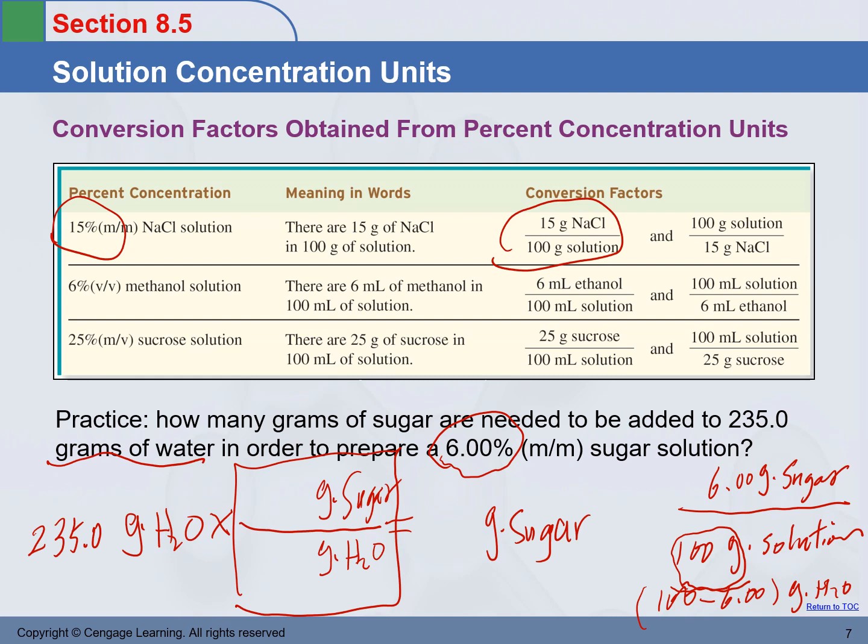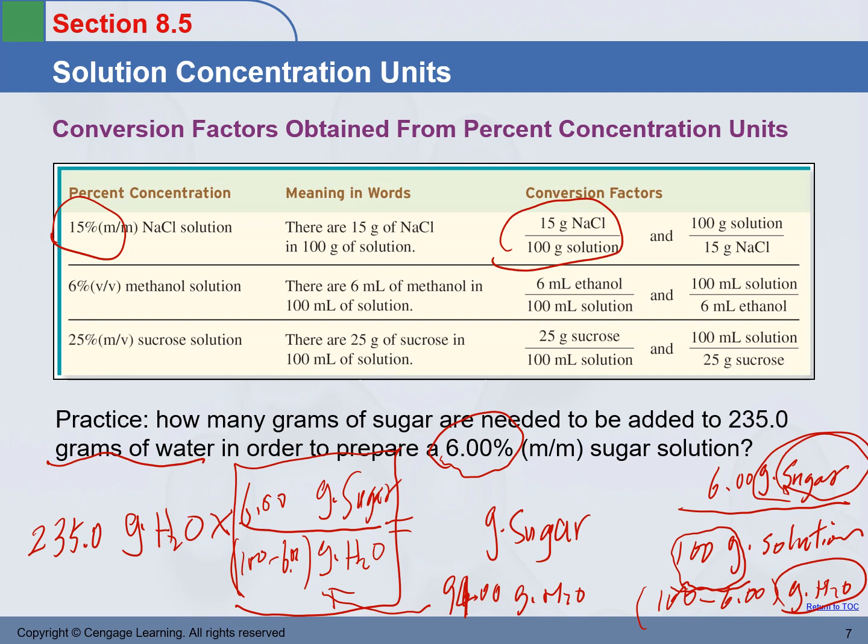All right, now we got a ratio between grams of sugar and grams of water. For every 6 grams of sugar, you will have 100 minus 6 grams of water, which is 94. Actually, this is 94.00 grams of water.